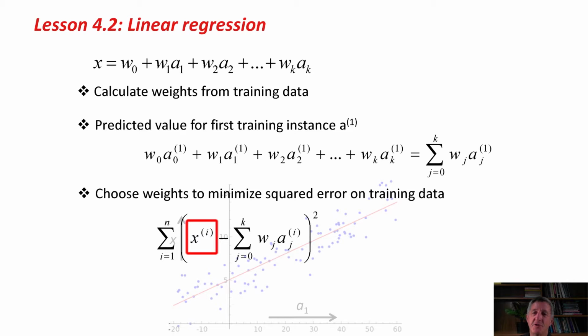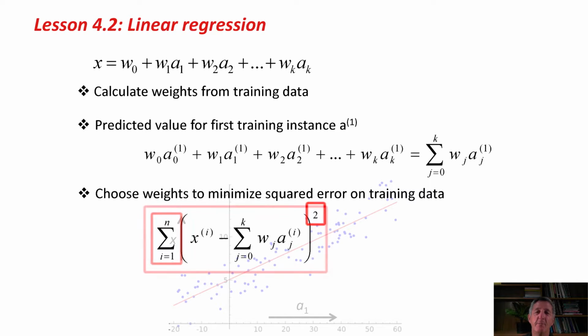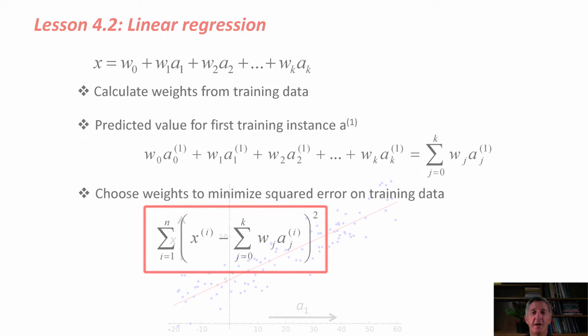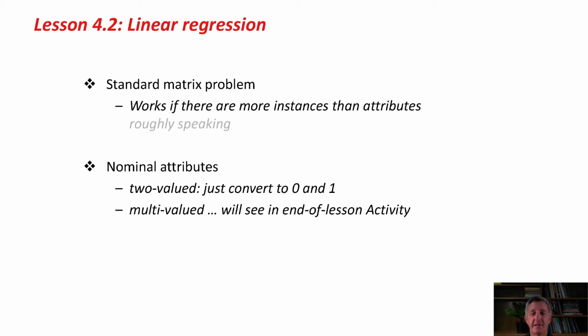And then what we're doing then, we're choosing the weights to minimize the squared error on the training data. So this is the actual x value for this ith training instance. This is the predicted value for the ith training instance. So we're going to take the difference between the actual and the predicted value, square them up and add them all together. And that's what we're trying to minimize. So we get the weights by minimizing this sum of squared errors. That's a mathematical job that we don't need to worry about the mechanics of doing. It's a standard matrix problem. It works fine if there are more instances than attributes.